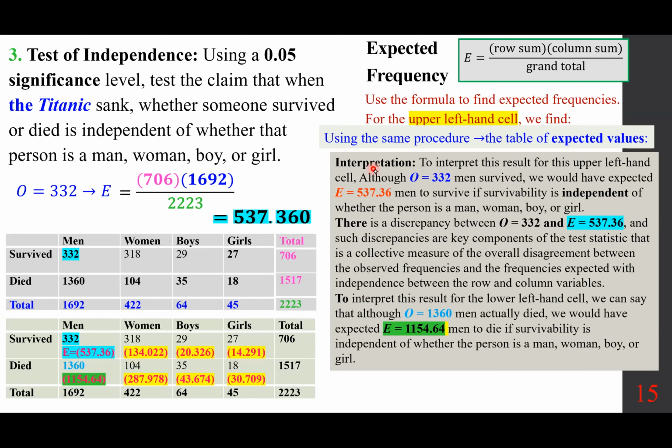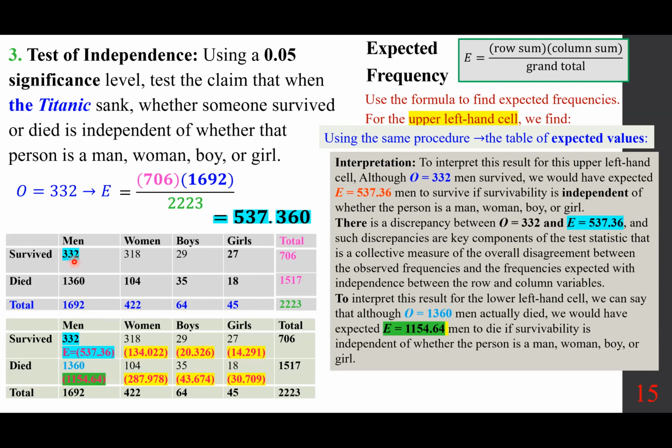To interpret this result of the lower left-hand cell, we can say that although O equals 1,360 men actually died, we would have expected E equals 1,154.64 men to die, if the survivability is independent of whether or not the person is a man, woman, boy, or girl. Perfect. That's the idea to understand.